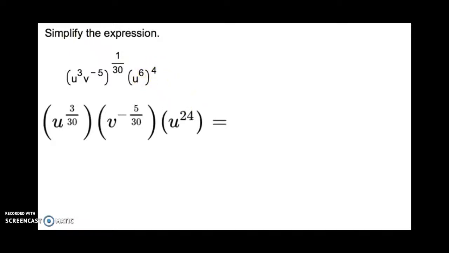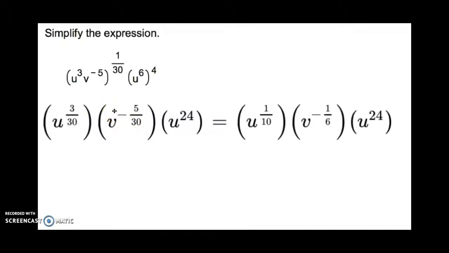So let's clean this up before we go any further. I could reduce my fractions. 3 over 30 gets reduced to 1 over 10. I divide top and bottom by 3. I can reduce negative 5 over 30 to negative 1 over 6, divide top and bottom by 6, all next to the u to the 24 power.